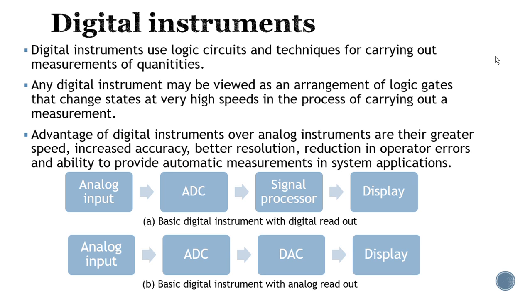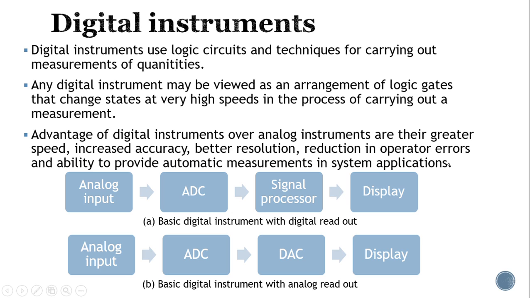We are very familiar with analog instruments, and the examples are voltmeter, ammeter, etc. Now, what is the need for digital instruments? The main advantage of using digital instruments is that they have greater speed, better accuracy, resolution, and provide automatic measurements. All of these are advantages, and the main advantage is the reduction in operator errors.